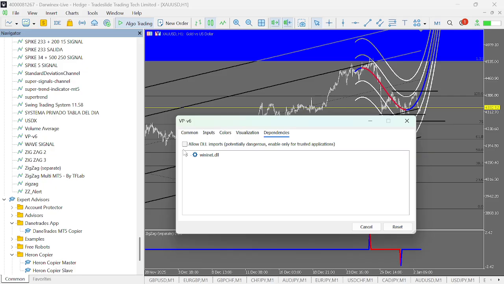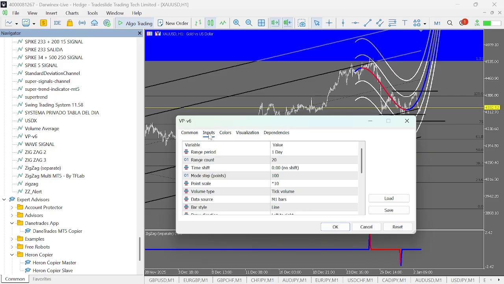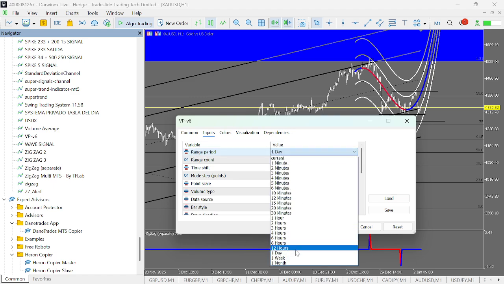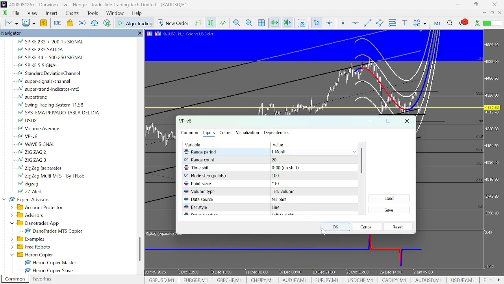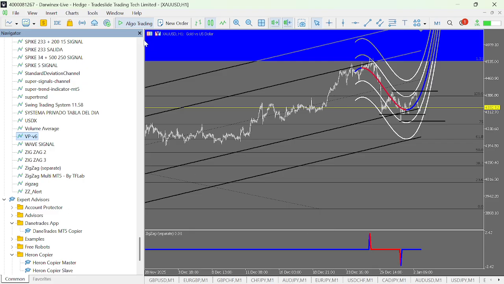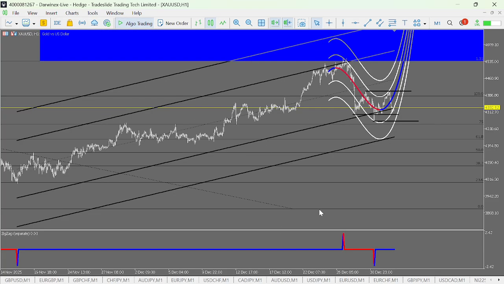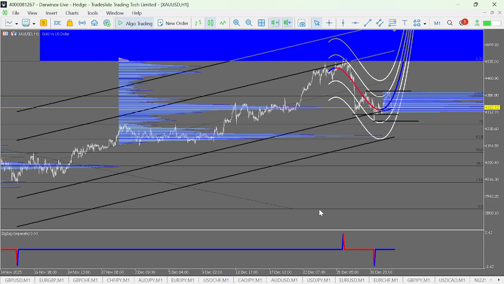We use a 1 month volume profile. Okay. There we go. What do we see here? This is kind of not too difficult to. Wait a minute. What am I looking at here?